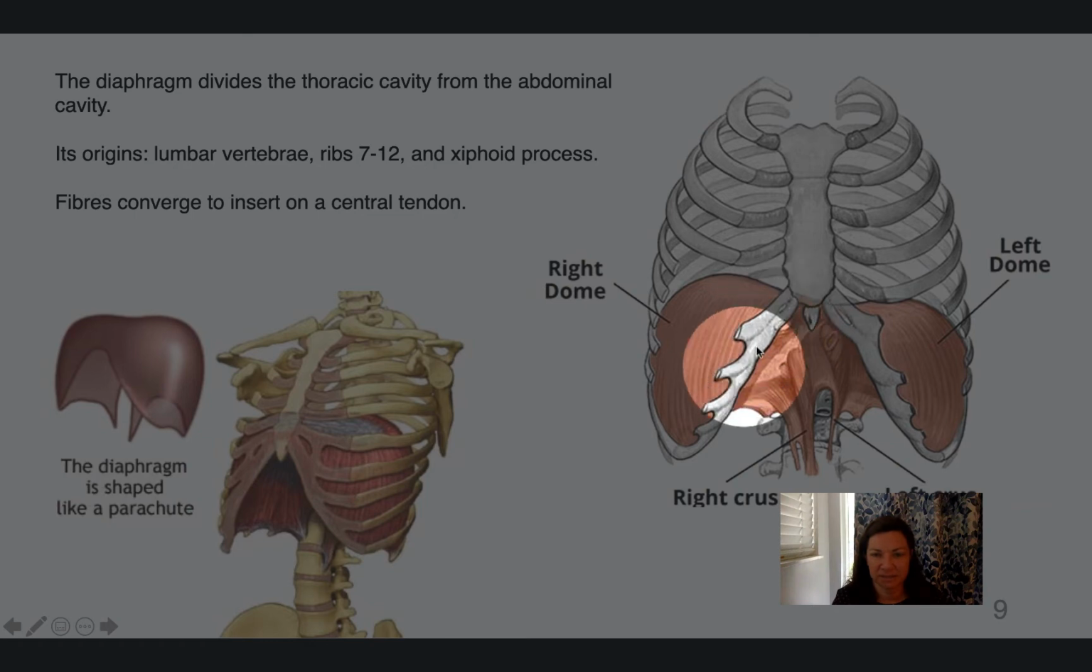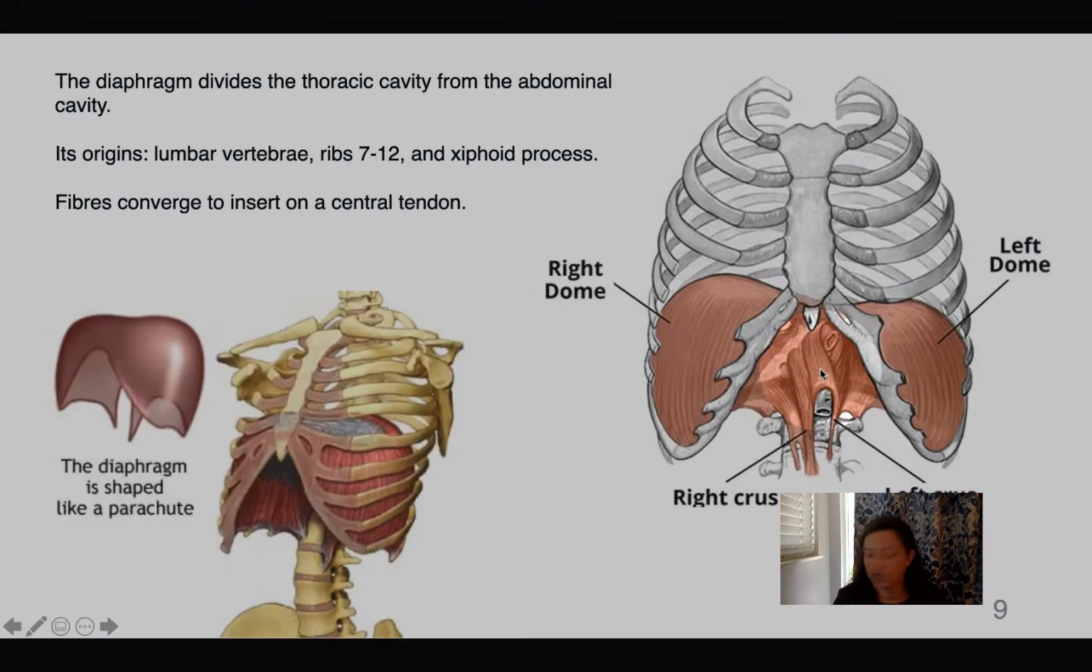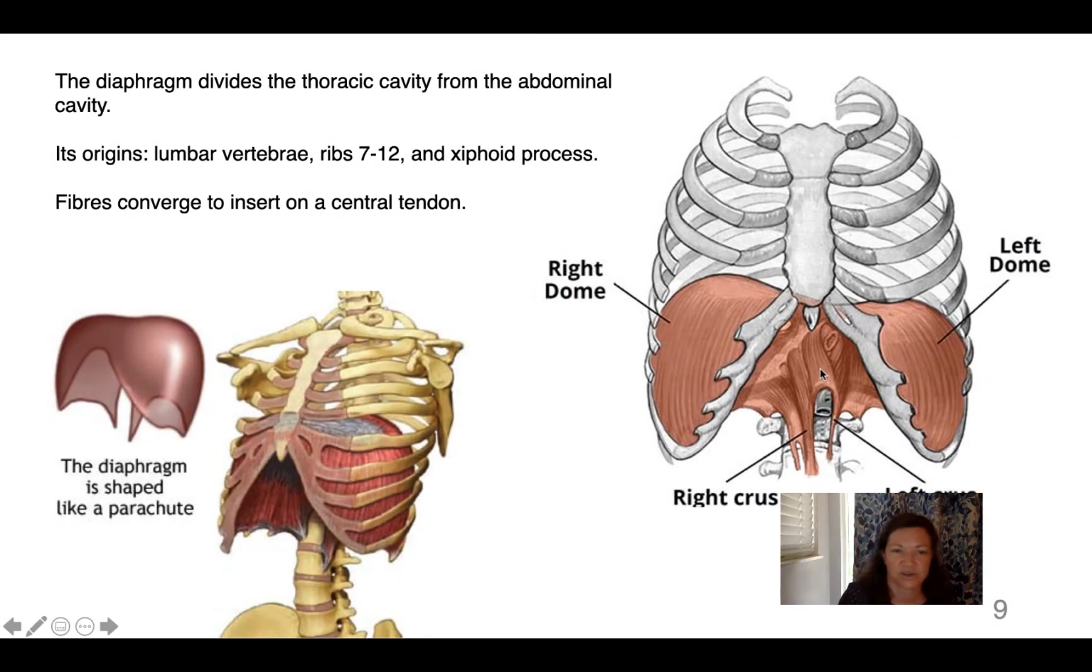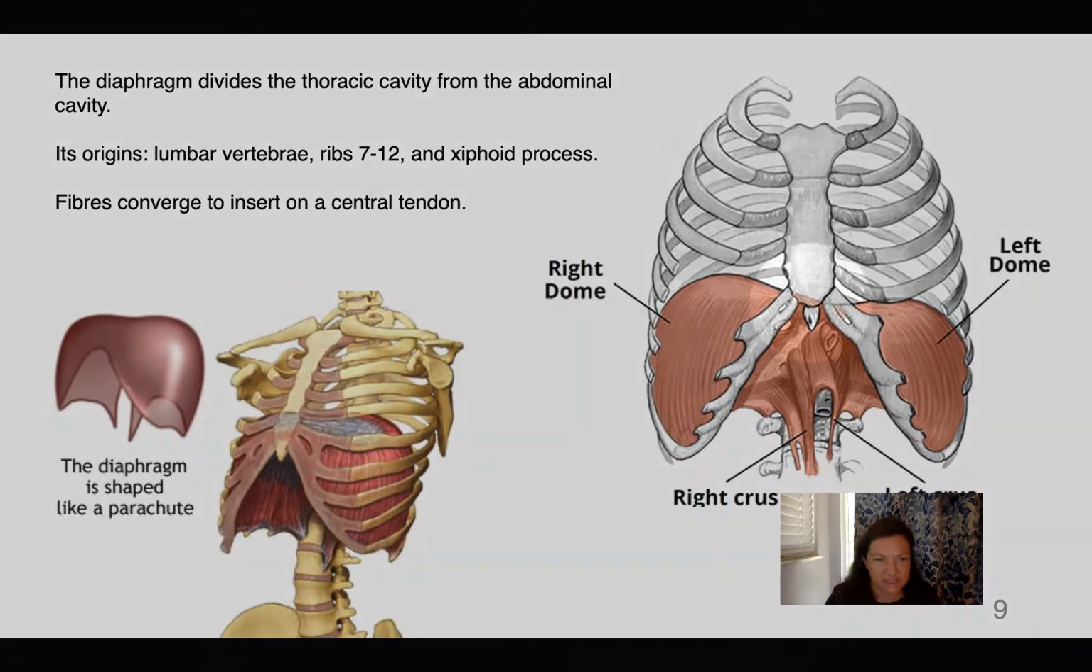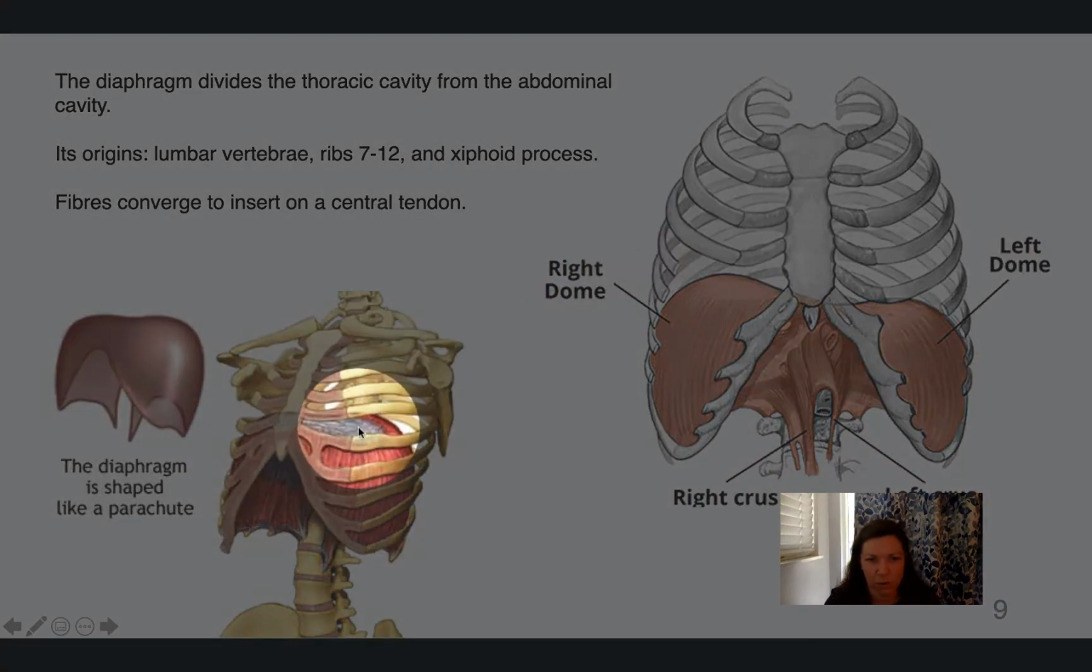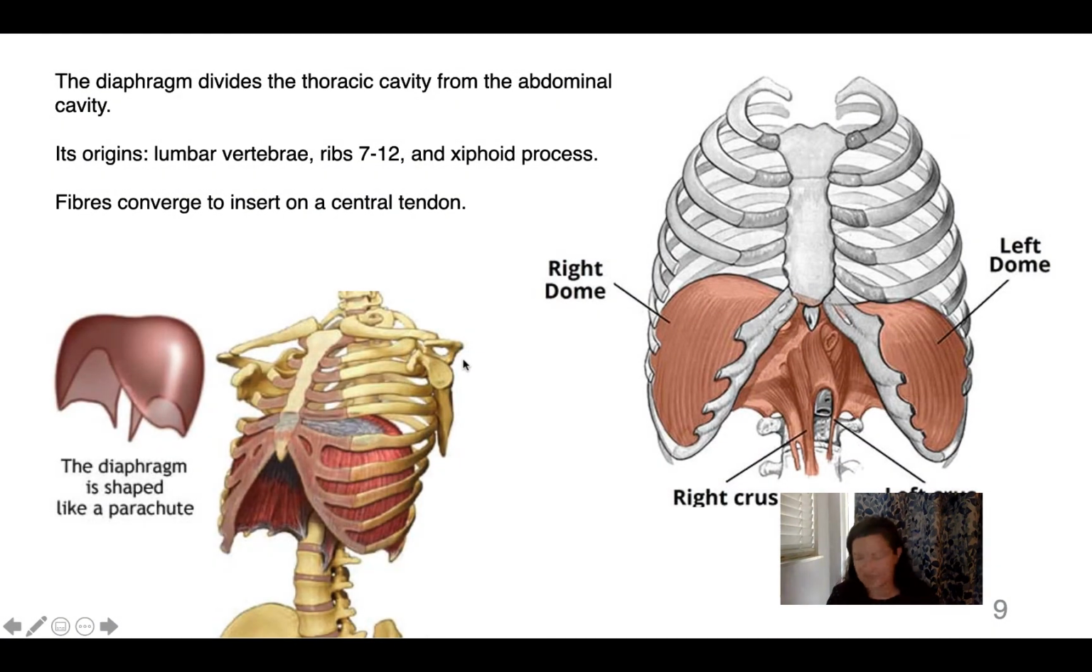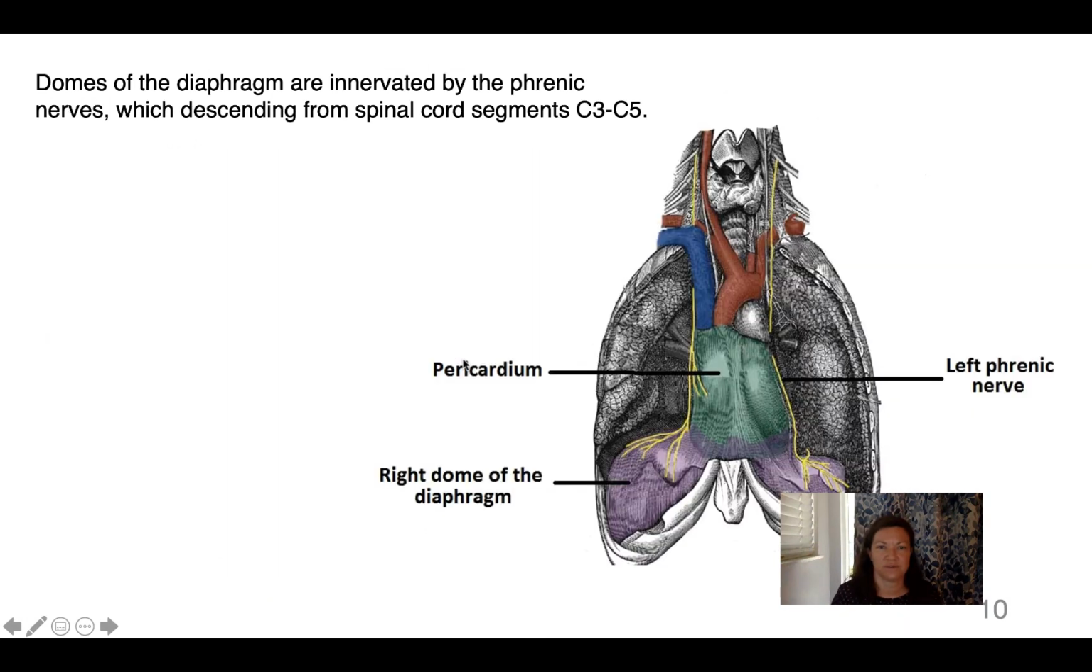And so it has these broad origins all around the inferior part of the thoracic cage, and they all converge centrally on a central tendon. And when you see these drawings of the diaphragm and there's a white sort of middle, that's the central tendon. So I'll show you some views of that to see what I mean in a moment.